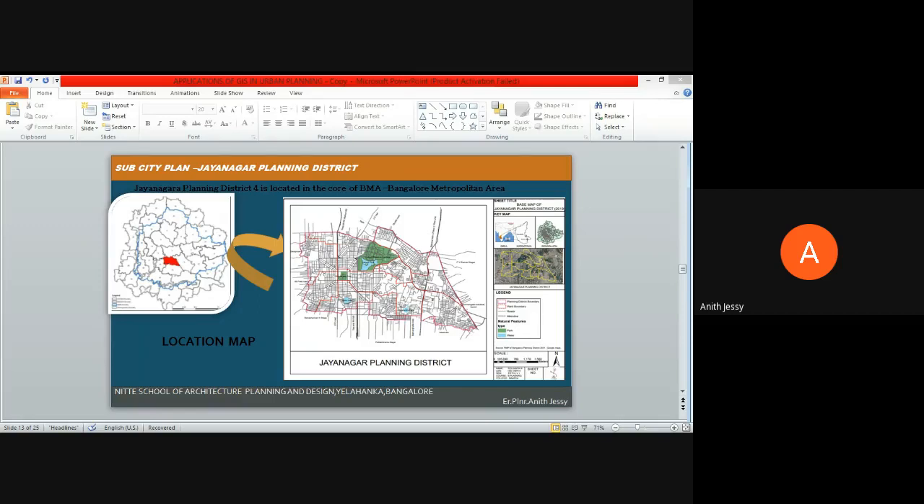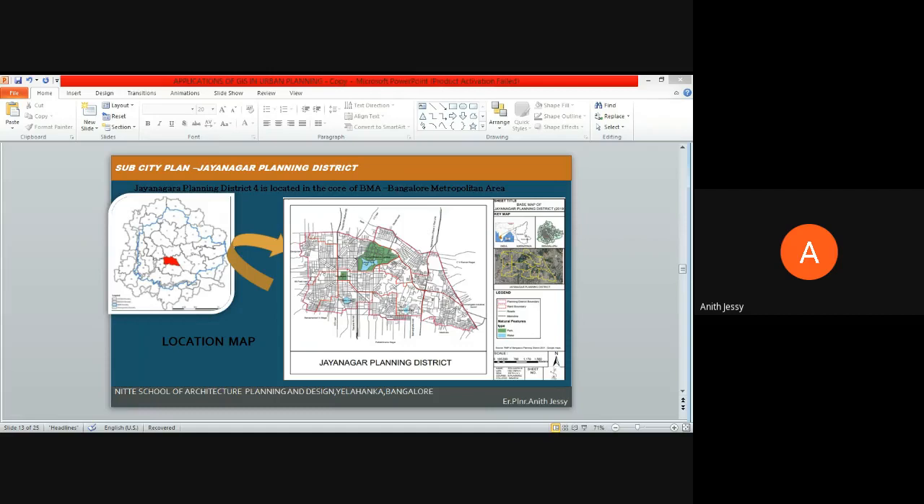So why we have chosen it is that, like, the delineation I have told you about. The delineation part is the important sector with which we started the analysis. The Jayanagar Planning District had a very interesting part. It was a residential planned neighborhood, completely a planned residential neighborhood. But now, in the year 2019, we could see almost all the land uses are into commercial and information technology. So it has transformed into a hub of information technology and commercial centers.